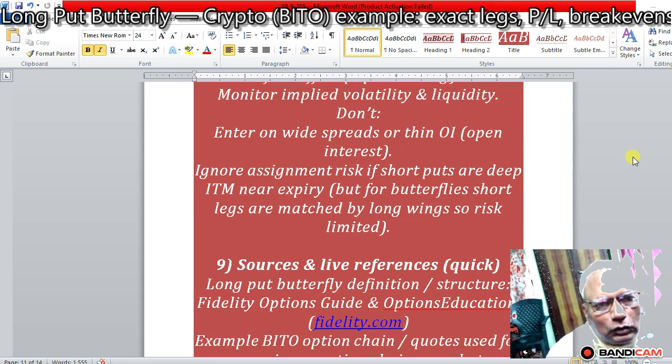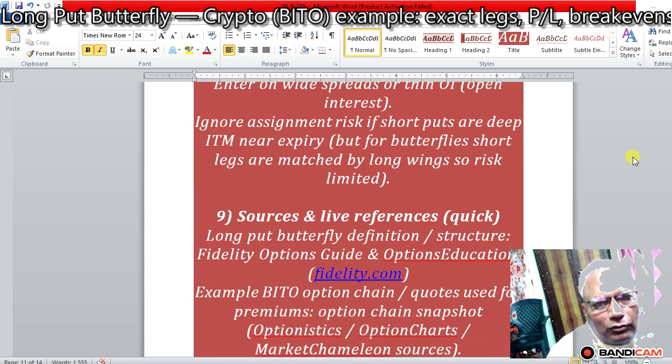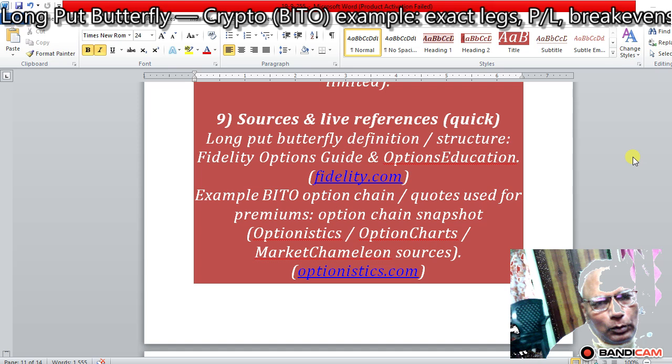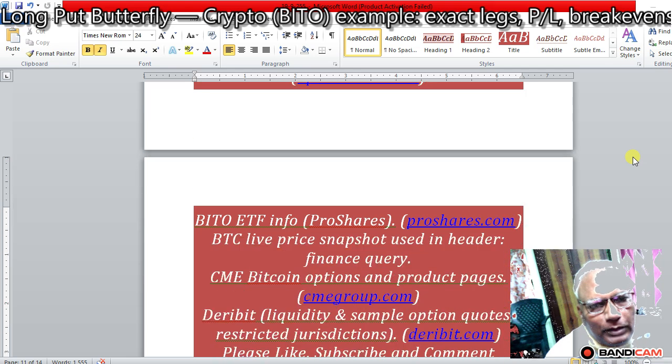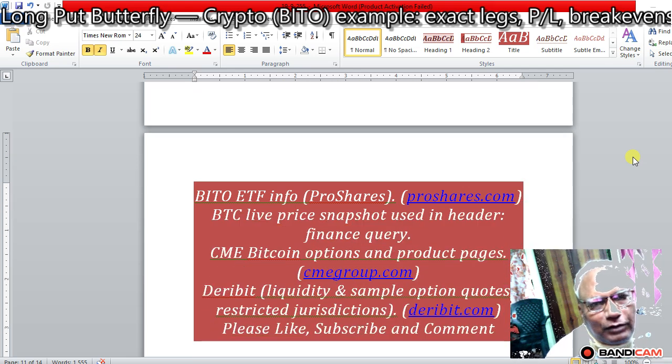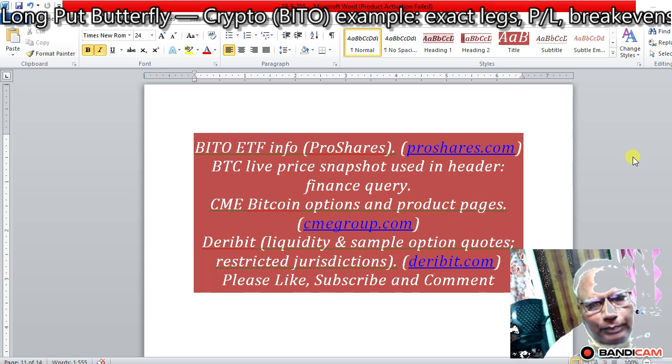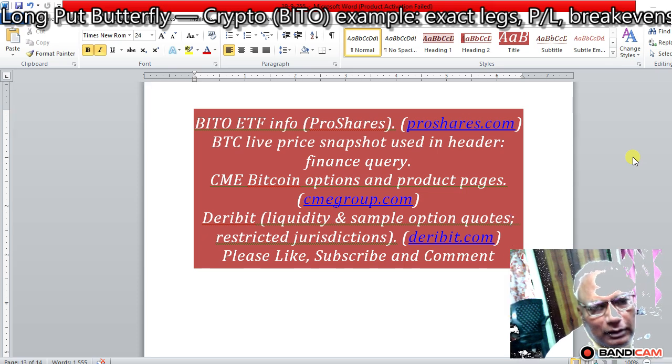9th, sources and reference: quick long put butterfly definition, education. Example BITO options chain codes used, BITO ETF information, CME Bitcoin options and product pages, options codes, restricted jurisdictions.